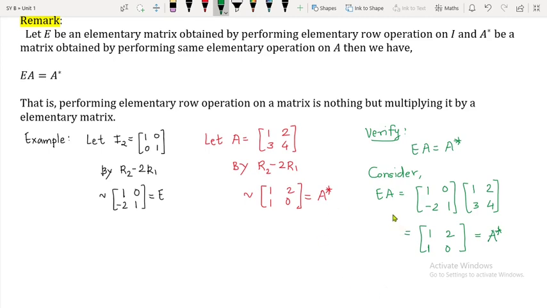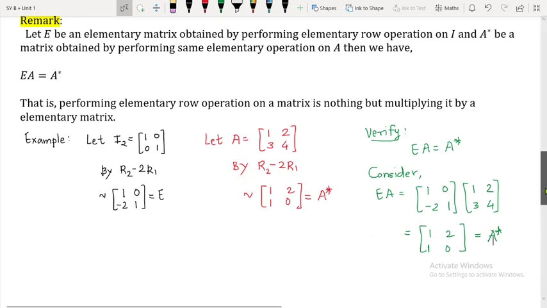So what is the meaning? म्हणजे एखाद्या मॅट्रिक्स वरती जर आपण एलिमेंटरी रो ऑपरेशन परफॉर्म केलं, सो इनडायरेक्टली आपण काय करतोय, वी आर मल्टिप्लाइंग दॅट मॅट्रिक्स बाय सम एलिमेंटरी मॅट्रिक्स, ओके, फ्रॉम द लेफ्ट हँड साइड. And what is that elementary matrix? That elementary matrix is nothing but the matrix obtained by performing exactly the same elementary row operation on I that we have performed on what? A. Okay, so I hope you are getting my point.